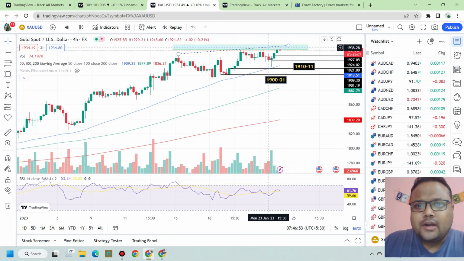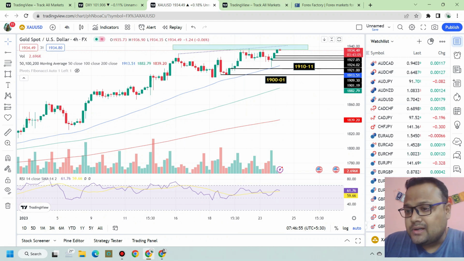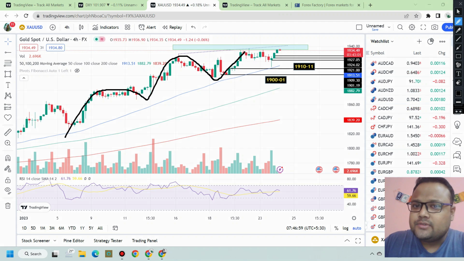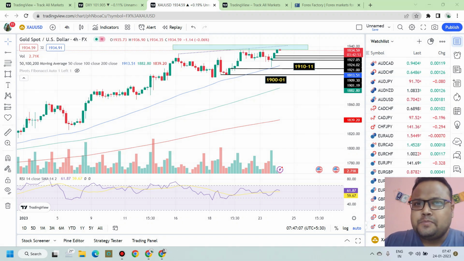But gold is struggling to cross this particular level here. We can see that the market structure is very much bullish. There is no doubt. But here, gold is unable to continue the market structure. So it's better to wait for a few days if you're planning for swing trades. But if you're looking for day trades, then we have got some levels for you.